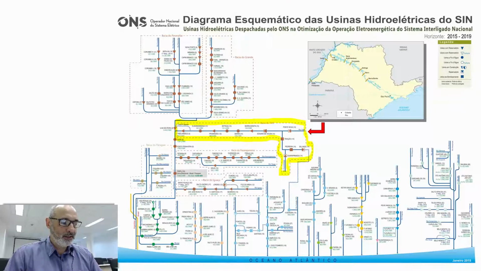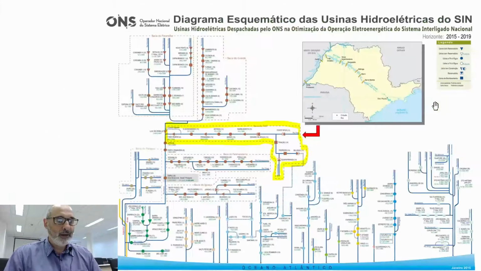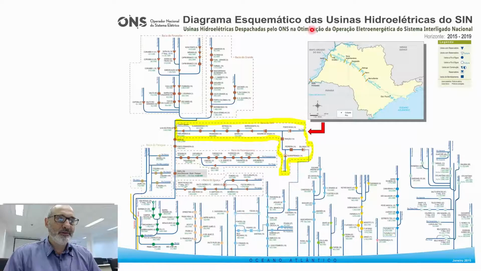Let's zoom again. That's the legend, okay. Power plants with reservoirs, those are future, okay. Fio d'água, you don't have reservoirs, okay, future, and in construction and so on, okay. And the reference is given here. This picture is what we call the Operador Nacional do Sistema Elétrico, the national operator of the electrical system here in Brazil.